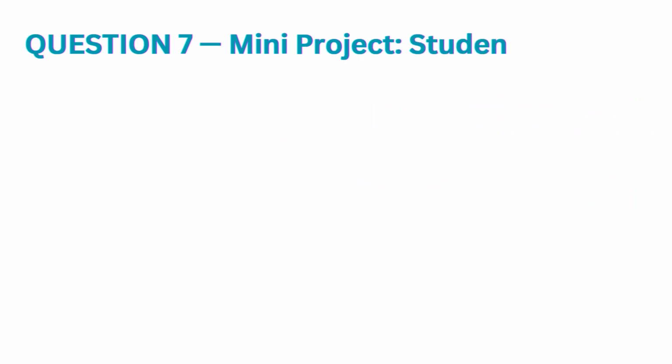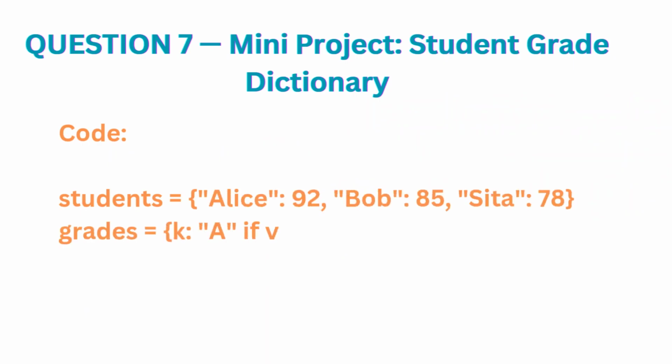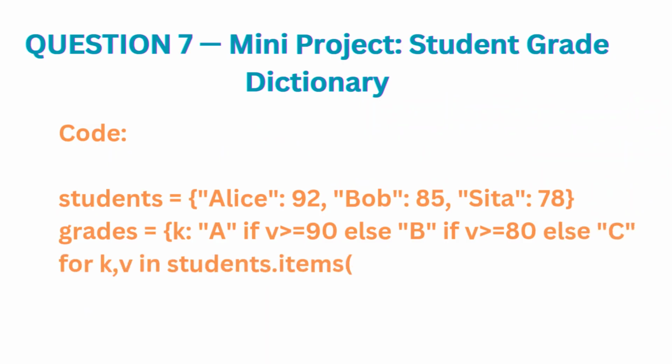The next question is a mini project and that is student grade dictionary. Here students' names and their marks are given and their grade should be defined by if statements. So we have to use dictionary comprehension to assign grades based on marks. This is real-world grading logic.